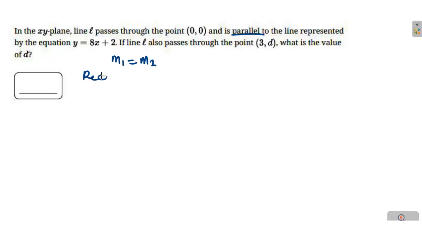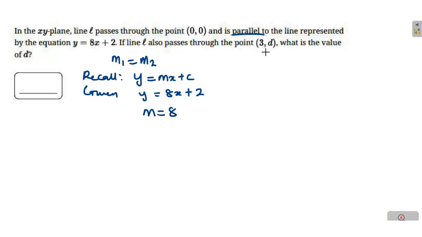So you need to recall that the slope-intercept form of a linear equation is given by y equals mx plus c. So we have been given the line y equals 8x plus 2. Our focus is m. M in this case is equal to 8. We are not interested in the intercept on the y-axis.